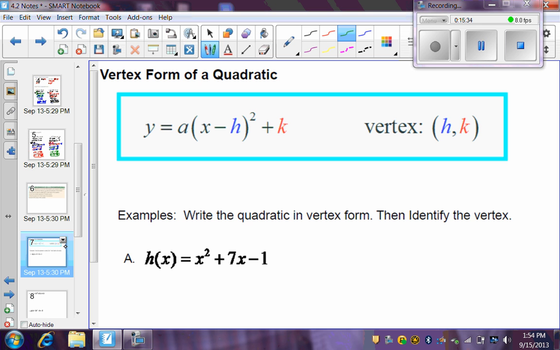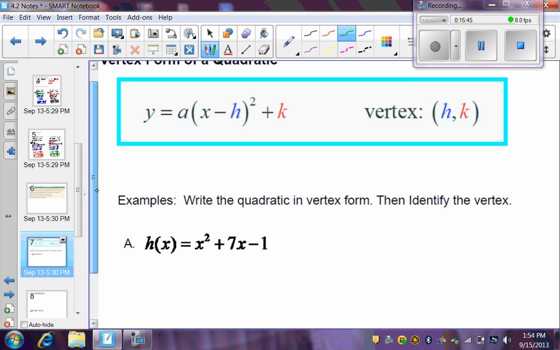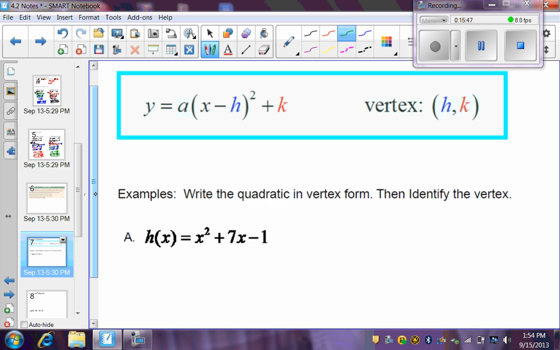Vertex form of a quadratic is y equals a parentheses x minus h squared plus k, where h and k form your vertex. So in this example, we want to go from the standard form to the vertex form, and then also identify where our vertex is located. So to do this, we have to complete the square. Okay, you can change the function notation to y if you want to. However, it's not really going to affect it in the end, so I'm just going to work with it as it is.